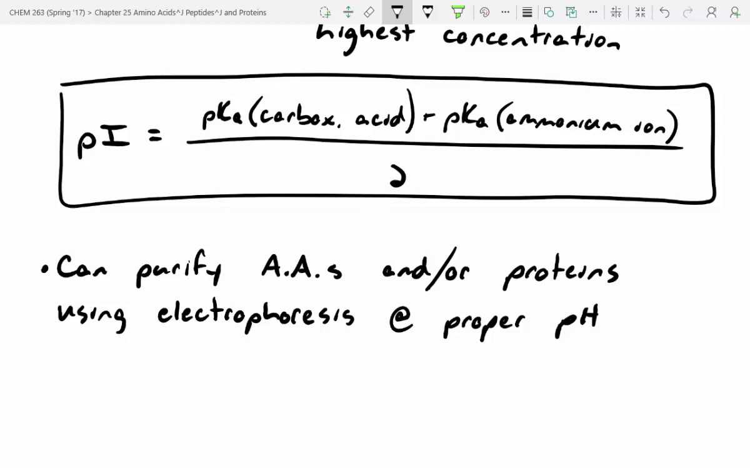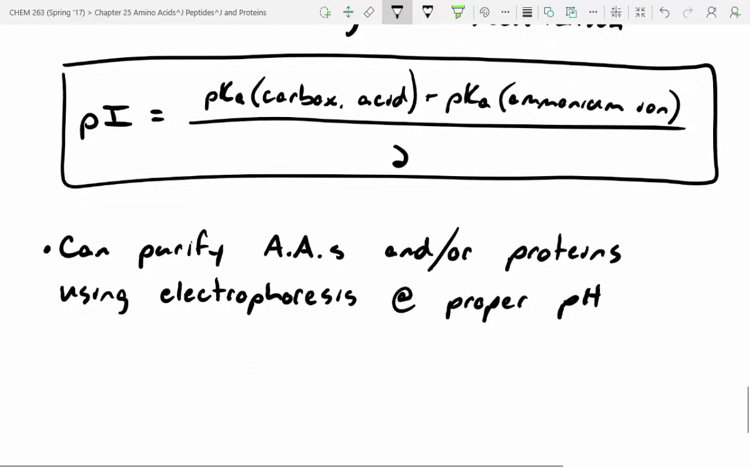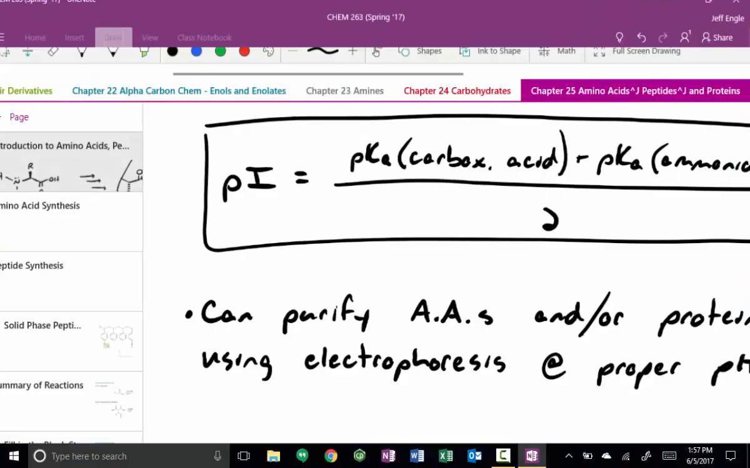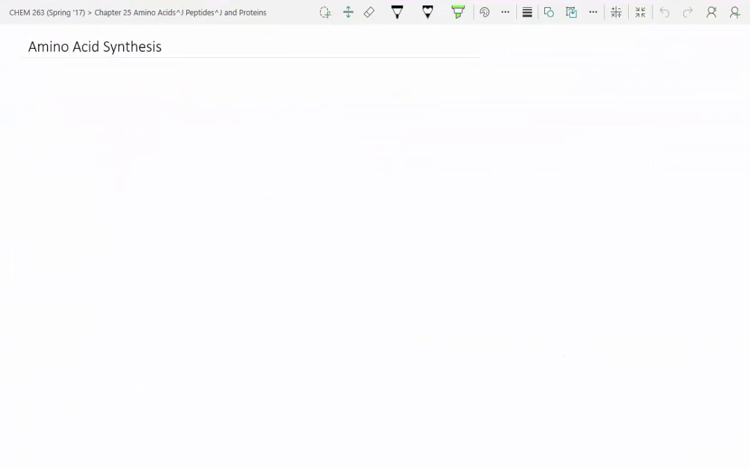All right, so now we have to talk about amino acid synthesis. And again, a lot of these reactions are more historically important than useful for synthesis, but I will show you one last synthesis that's actually used still today. All right, so amino acid synthesis. We'll start out with Hell-Volhard-Zelinsky, if you guys remember that one.